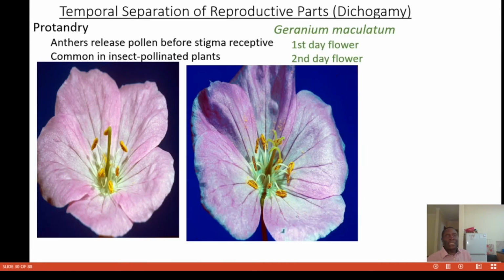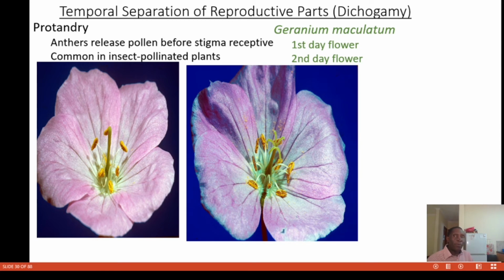So let's look at the temporal separation of the sexual organs. We have one which is called protandry. Just remember Andrew, like Andrew the man. Anthers release pollen before stigma receptive. It's common in insect pollinated plants.